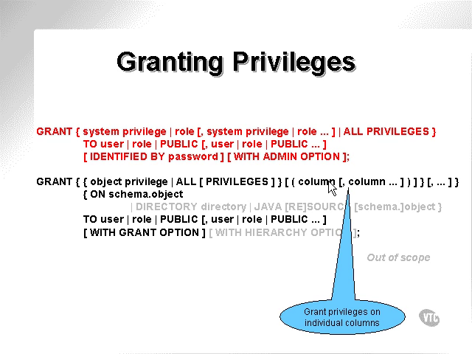Here's the syntax for granting a privilege. The piece in red at the top is for granting a system privilege. So you grant a system privilege, or a role, or a group of system privileges and roles, or all privileges to a user, or role, or public, or a list of. You can also identify by a password with the admin option.